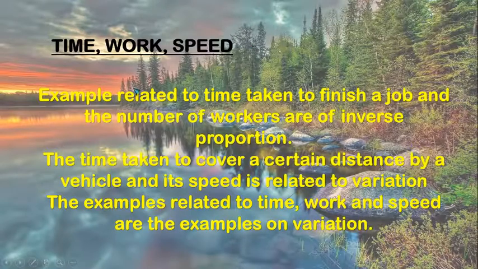Time, work, speed. Example related to time taken to finish a job and the number of workers of inverse proportion. The time taken to cover a certain distance by a vehicle and its speed is related to variation. The examples related to time, work and speed are the examples of variation.